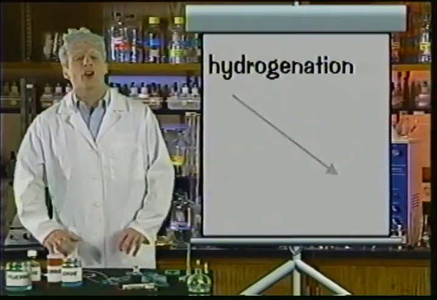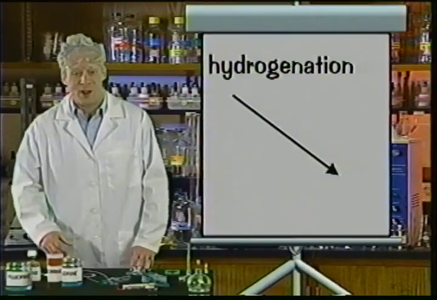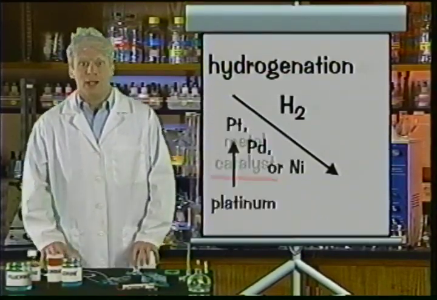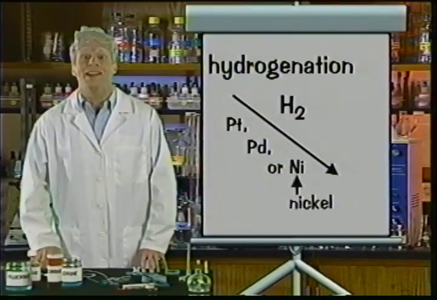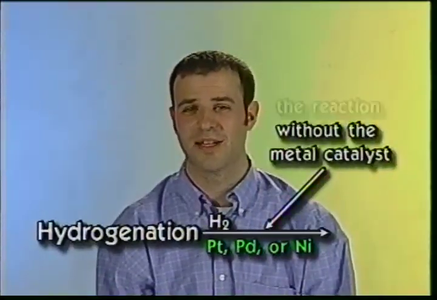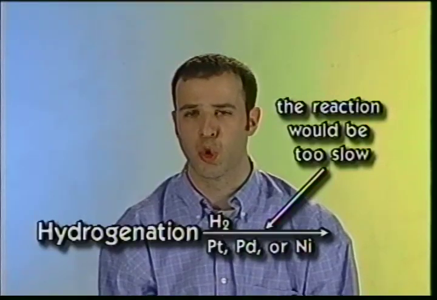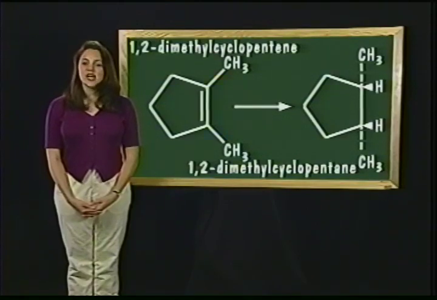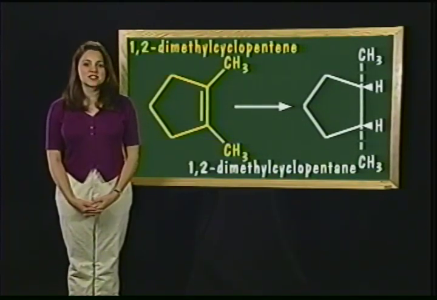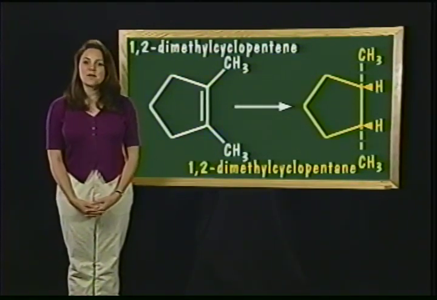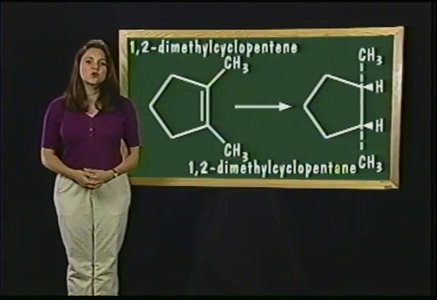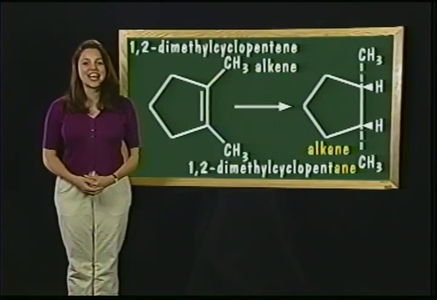Hydrogenation reactions are carried out in the presence of, well, hydrogen, of course, and a metal catalyst, such as platinum, palladium, or nickel. Without the metal catalyst, the reaction would be too slow to be of use to anyone. Say we wanted to reduce 1,2-dimethylcyclopentene to 1,2-dimethylcyclopentane. See the difference in the name? E to A. We're trying to reduce an alkene to an alkane.